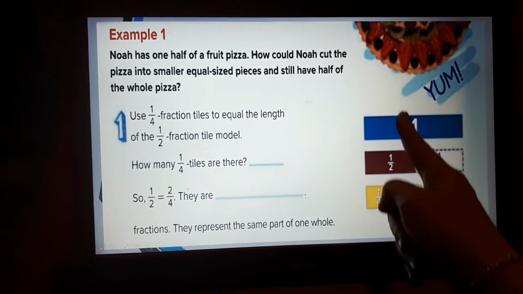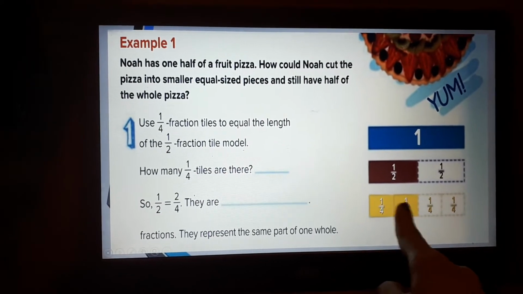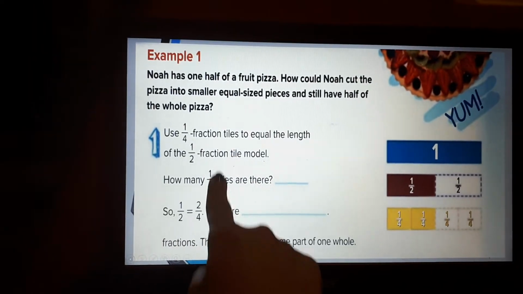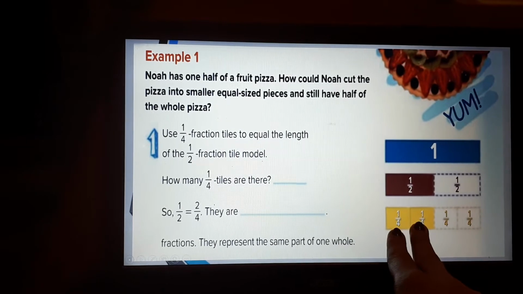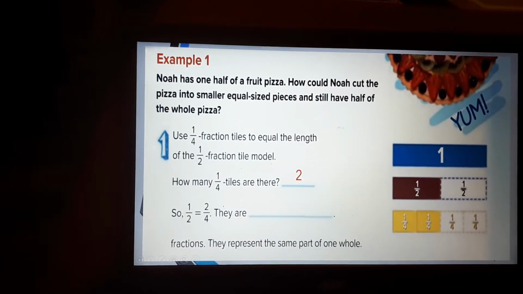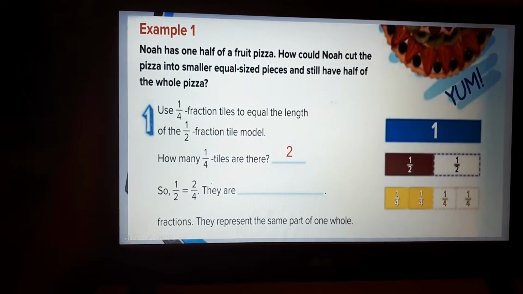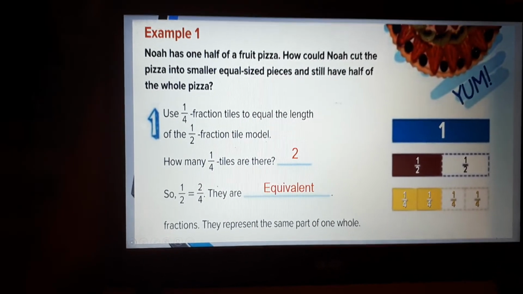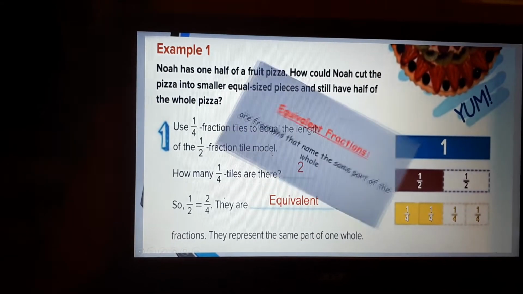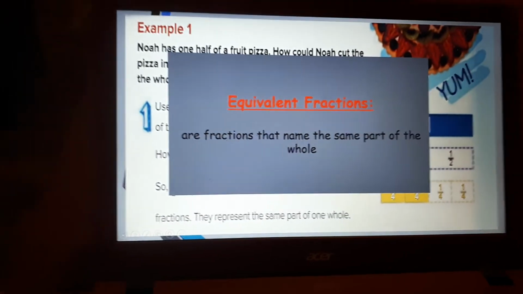You see here, we cut the whole into half, and then you see here they shade 2/4. So 2 over 4 makes 1 over 2. So how many 1 over 4 tiles are there? Look here. It's 2. So 1 over 2 and 2 over 4 are what? What is the word that we took? They are equal, isn't it? So we can say that they are equivalent fractions. They represent the same part of one whole. So equivalent fractions are fractions that name the same part of a whole.